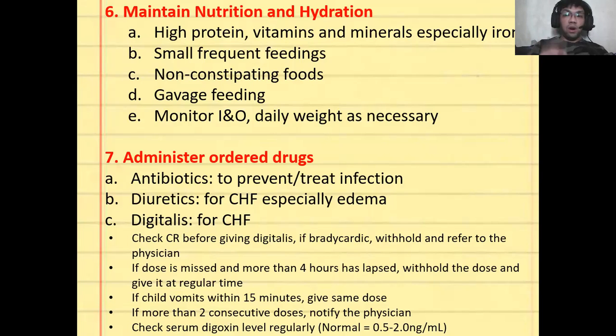It is very, very important to check the heart rate of the patient before giving digoxin or the brand name Lanoxin. If the dose is missed and more than 4 hours has lapsed, withhold the dose and give it at the regular time. If the child vomits within 15 minutes of giving the drug, give the same dose. If more than 2 consecutive doses are missed, we need to notify the physician. Check serum digoxin levels regularly because the serum digoxin level should be maintained at 0.5 to 2.0 nanograms per milliliter.